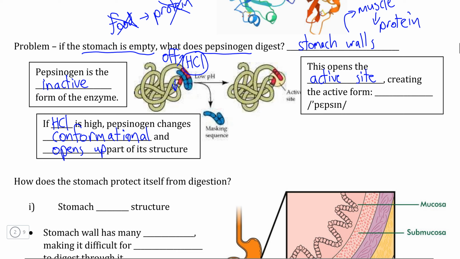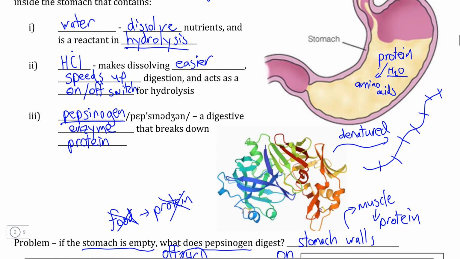And when the active site opens up, because pepsinogen is a protease, the active site is able to digest part of the structure of pepsinogen itself, cutting this part of the protein off, which is what we call its masking sequence, allowing the active site to now be fully open without this piece of the protein in place. And now this form of pepsinogen, which is what we call pepsin, is fully active and able to begin digesting protein that we find within the stomach.